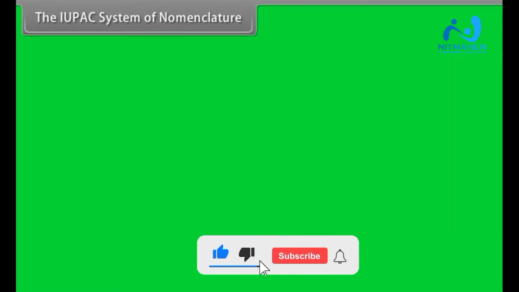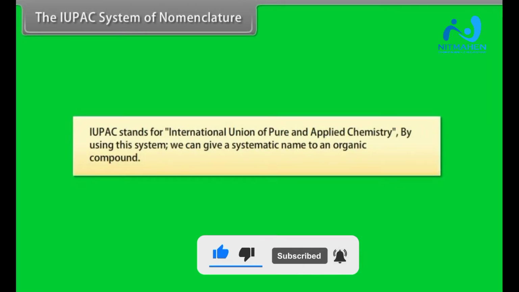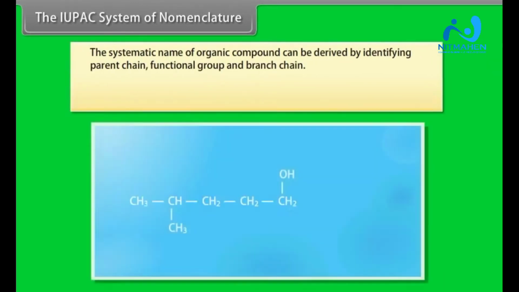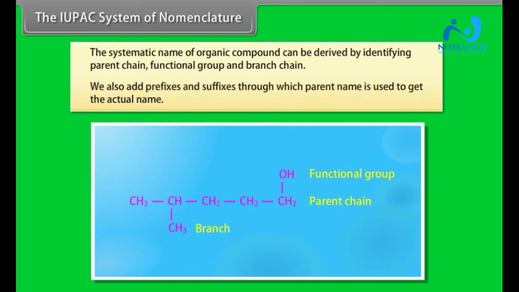The IUPAC system of nomenclature. IUPAC stands for International Union of Pure and Applied Chemistry. By using this system, we can give a systematic name to an organic compound. The systematic name of an organic compound can be derived by identifying the parent chain, functional group, and branch chain. We also add prefixes and suffixes through which the parent name is used to get the actual name.